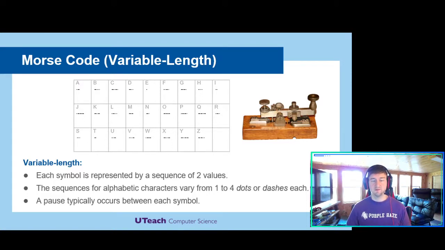There's a different amount of information we have here. And the way they separate them is they put a pause between each symbol. So if they were doing A, B, then it would be dot, dash, pause, dash, dot, dot, dot. So they put that pause in there to separate the pieces of information.